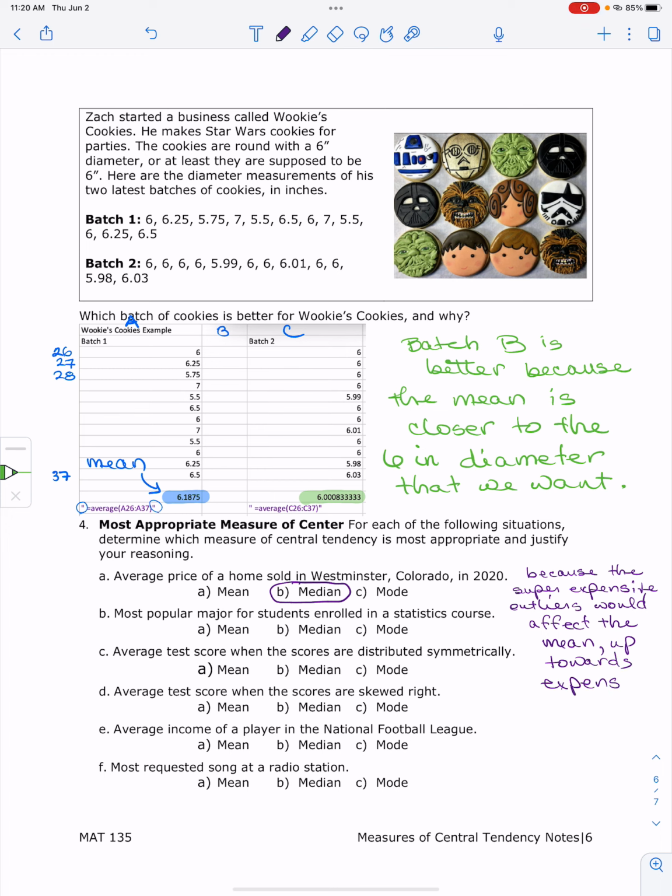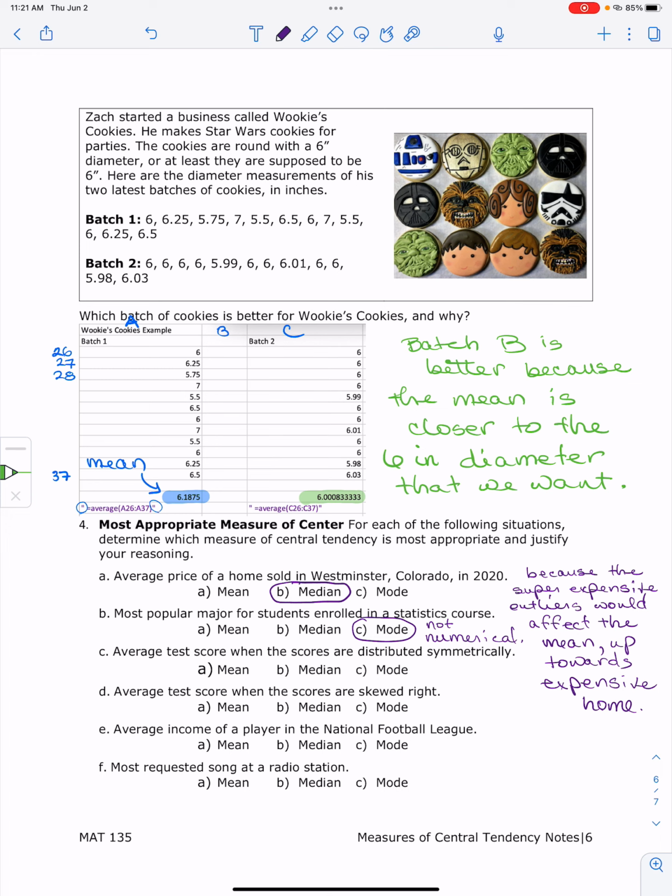There's got to be a better way to do this than having you watch me write. The most popular major for students enrolled in a statistics course. That's definitely the mode, because that is not numerical. And mode is that measure of center that we use when we have data that is not numerical.